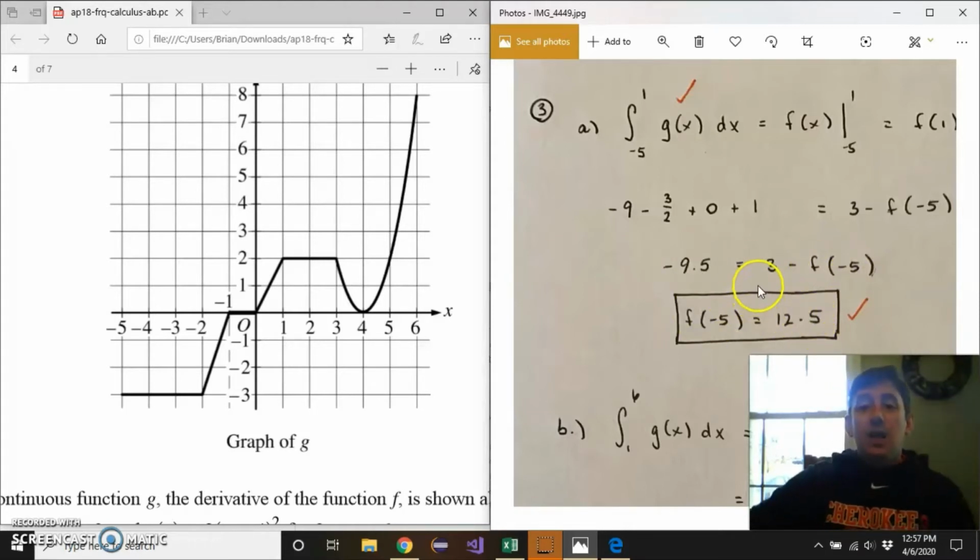This part of number 3 is worth 2 points. 1 point for explicitly stating that you are evaluating the integral of g of x.